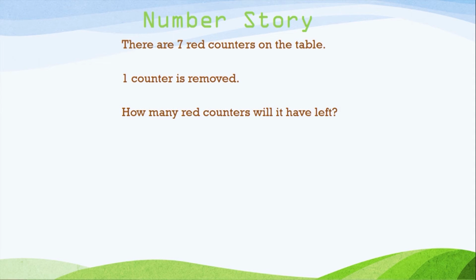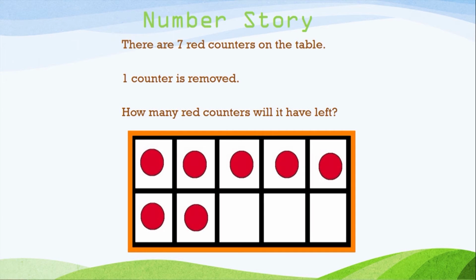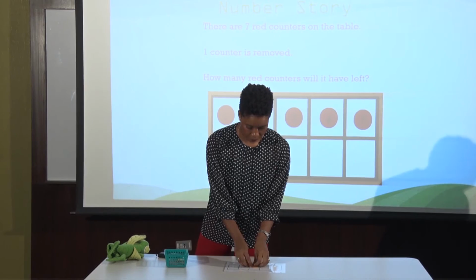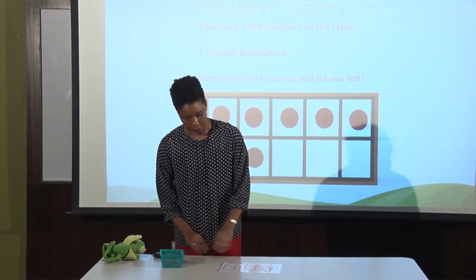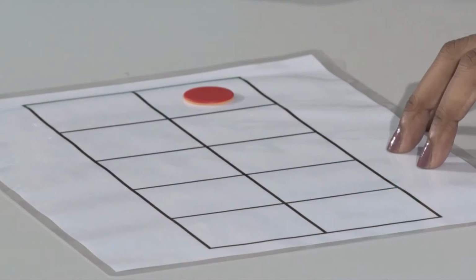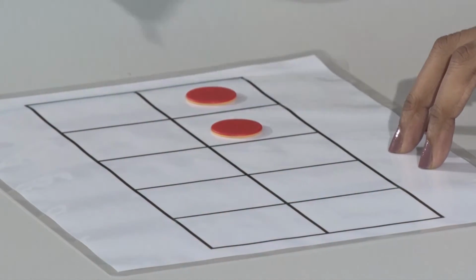There are 7 red counters on the table. 1 counter is removed. How many counters will it have left? So here's our 10 frame with our 7 counters. 1, 2, 3, 4, 5, 6, 7. We will go to the table. 7 red counters. Our 10 frame. And you are going to count for me.